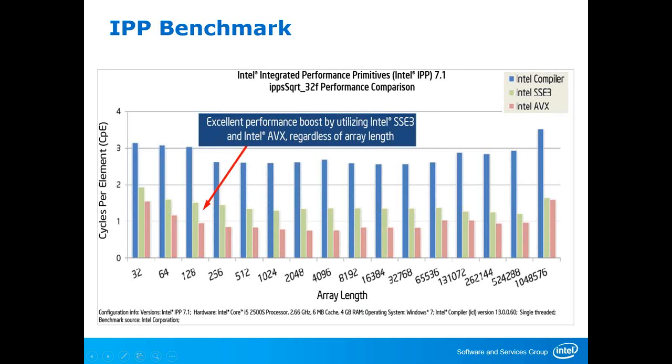So these are some of the 16 function domains which the IPP supports. In images and video, it is image processing, color conversion, video coding, computer vision, rendering, etc. And it is optimized for both 32-bit as well as 64-bit.